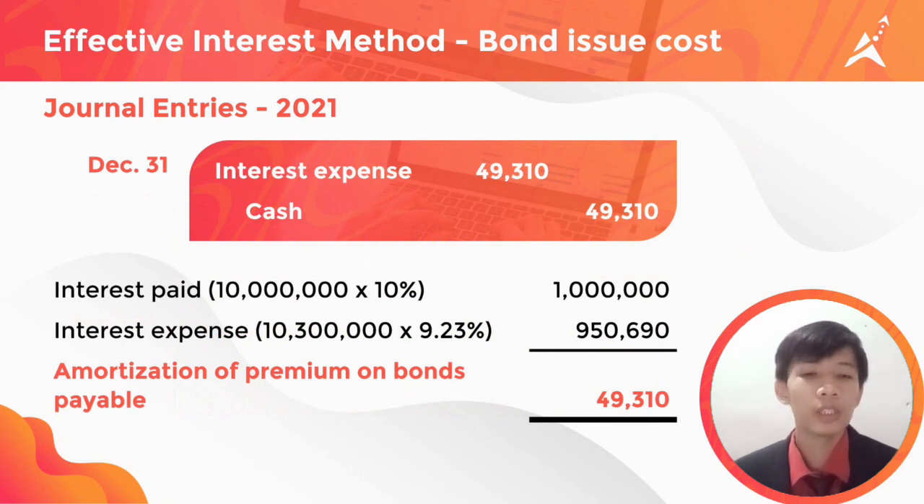And the amortization is computed as shown. Interest paid is 10 million times 10%, which is equal to 1 million. Then interest expense is 10,300,000, which is the net proceeds, times 9.23%, which is the new effective rate, giving 950,690. Deducting the interest expense from the interest paid, we get the amortization of premium on bonds payable equal to 49,310.